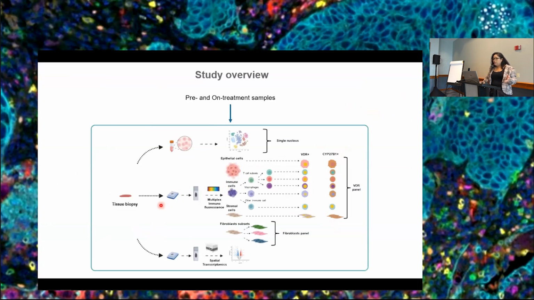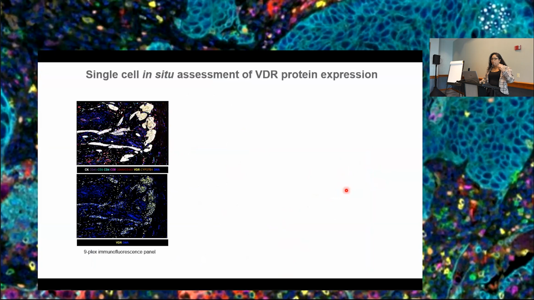So basically, the tissue is being analyzed across different assays. Single nucleus, multiplex immunofluorescence, those are panels that were custom designed by us specifically for this clinical trial, where we are assessing the vitamin D signaling pathway and fibroblast subsets, and we are also running GeoMx. I'm just going to focus on the vitamin D panel on multiplex immunofluorescence.